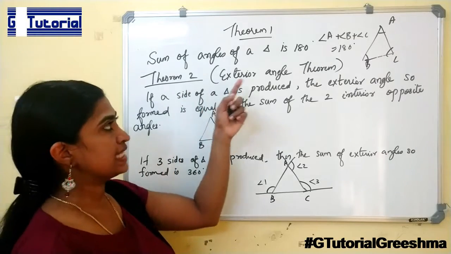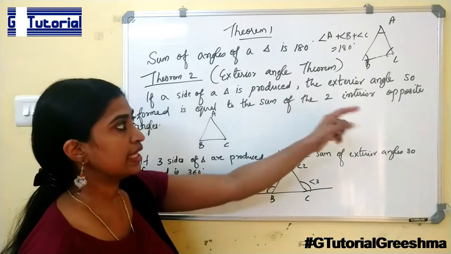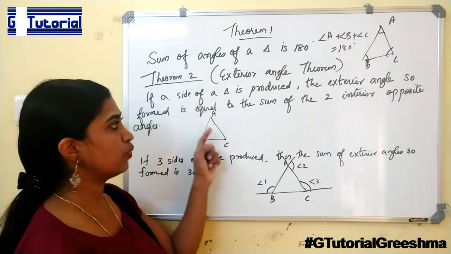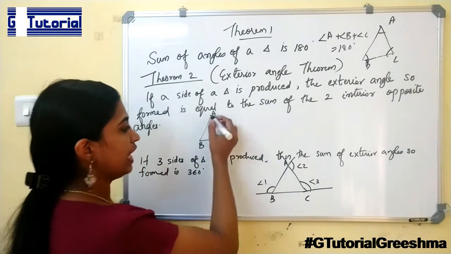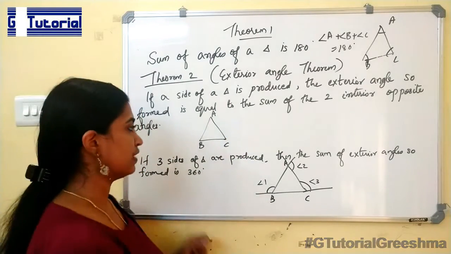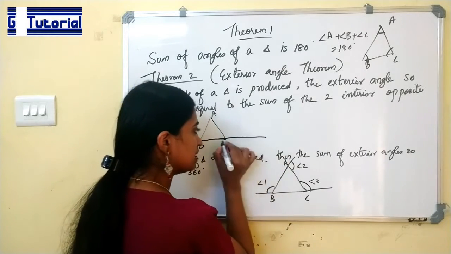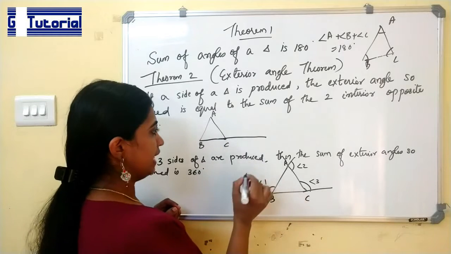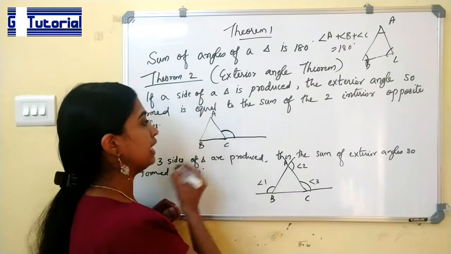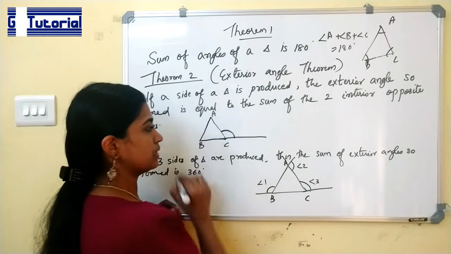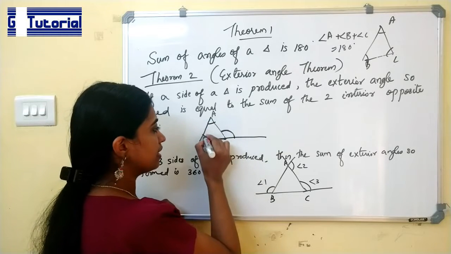This is also called exterior angle theorem. If a side of a triangle is produced, the exterior angle so formed is equal to sum of two interior opposite angles. That is, if ABC is a triangle, if any of the side, let this side BC, this side is produced. Produced means it is extended. Then, the angle so formed, this is the exterior angle. This will be equal to the sum of interior opposite angle. Opposite angle for this is this angle and this angle.